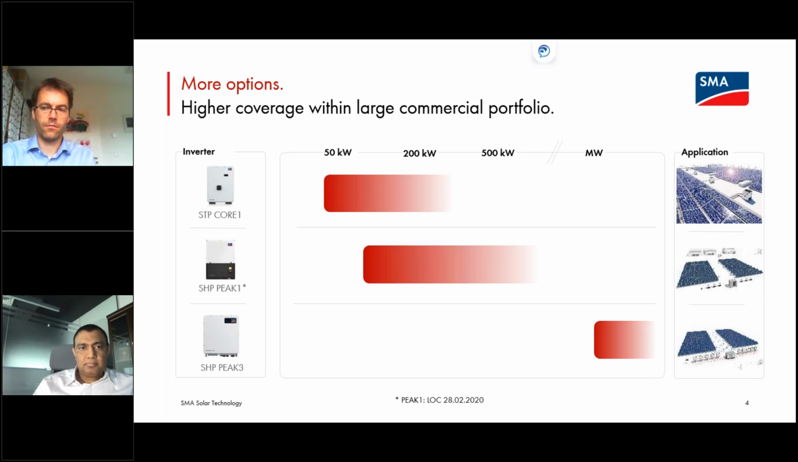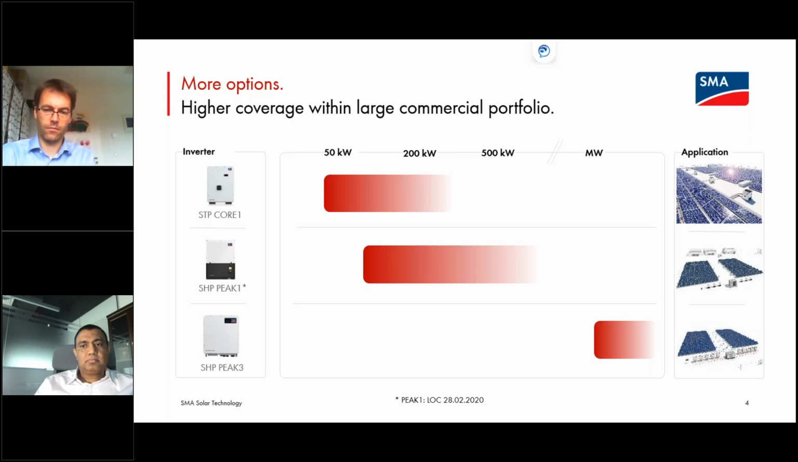Now adding to this is the Sunny High Power Peak 3, which is a decentralized solution without DC combiner from SMA for large scale megawatt plants. This is a PV inverter that has two options on the DC side, from 1000 to 1500 volts, but it is more for those megawatt parks where you want decentralized solutions because of redundancy, because of design issues which you might have with central inverters.